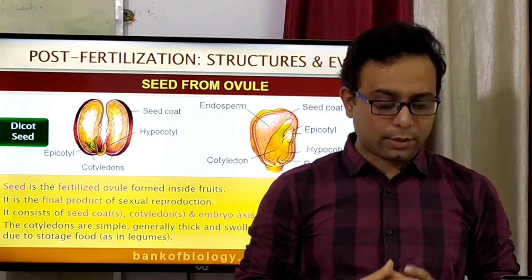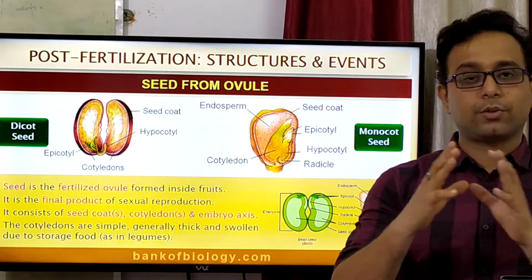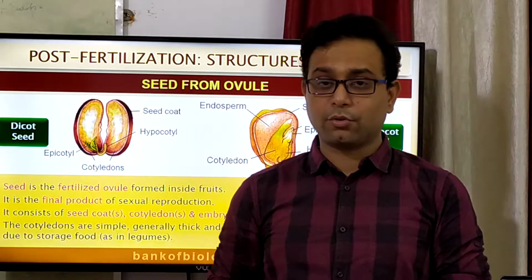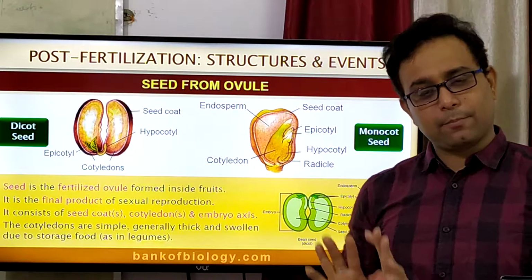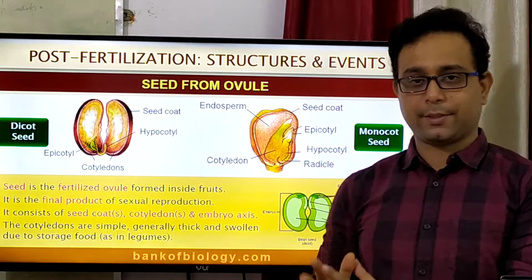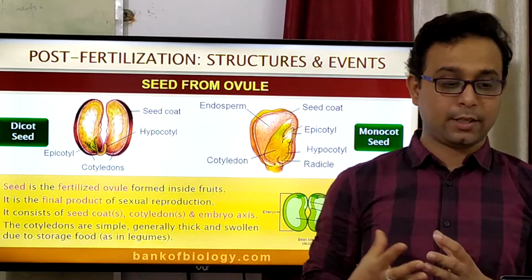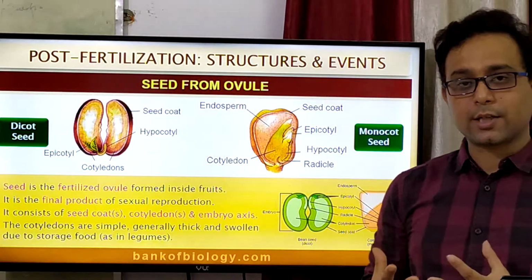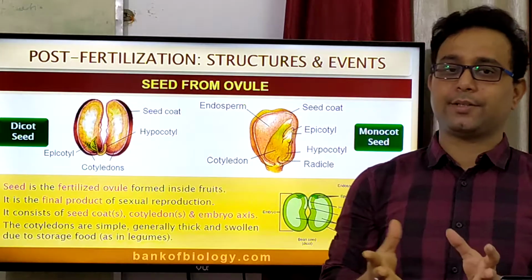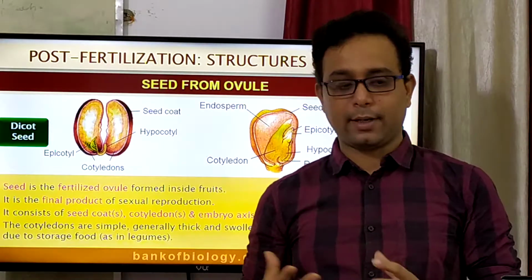But you know, the cotyledons are generally thick and swollen due to the storage of food. The endosperm also stores food. The embryo also has the capacity to store food, so it is also swollen in nature, right? So this is the structure of the seed: the outer covering, the seed coat, and the cotyledons and the embryonal axis.